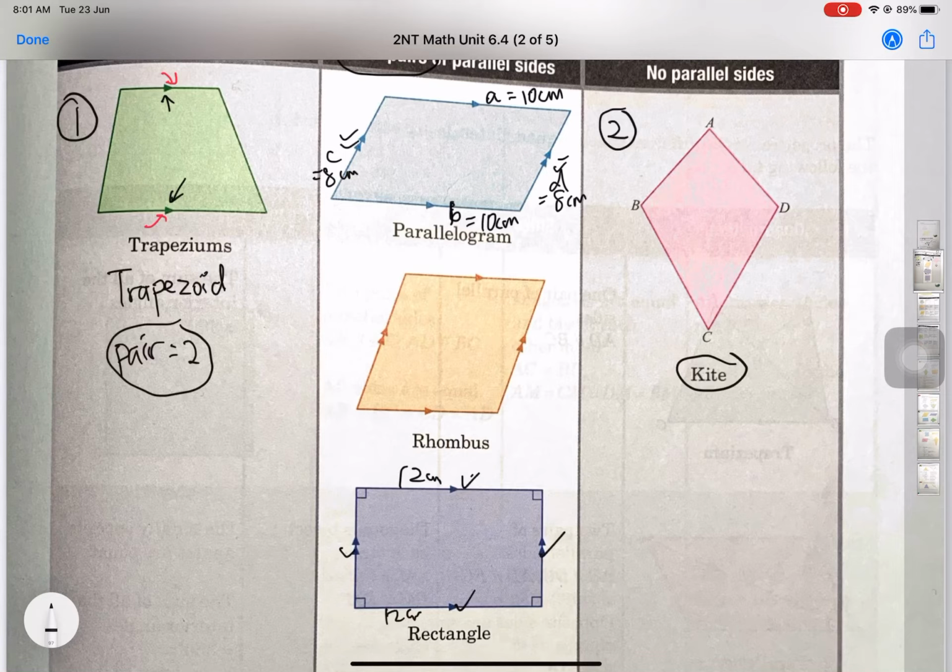What about the left and right? Yes, left and right also the same. We have, let's say, if this is 8 cm, the other side also 8 cm. Okay, guys, so that's parallelogram.